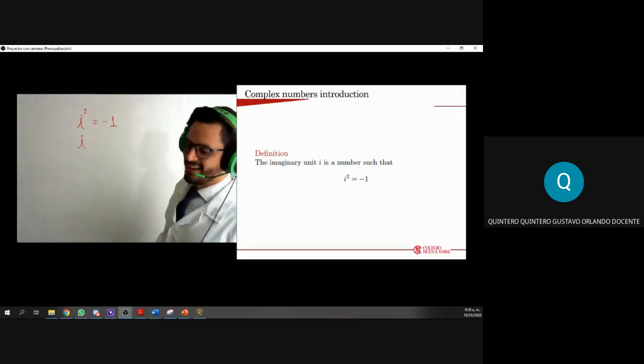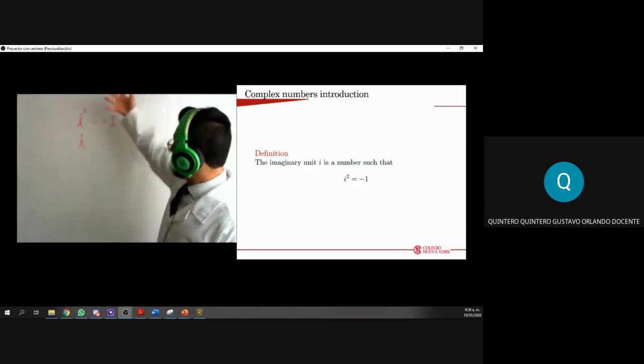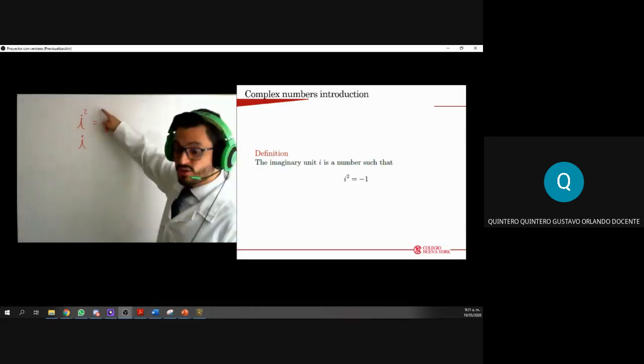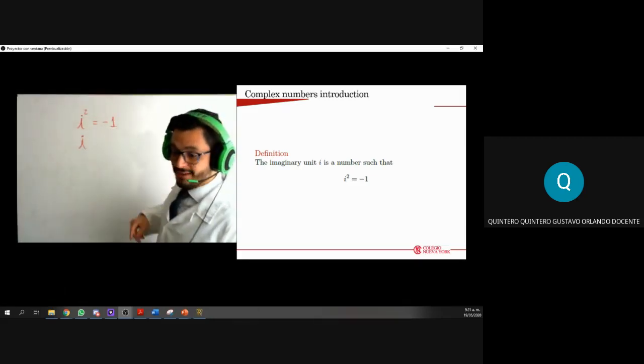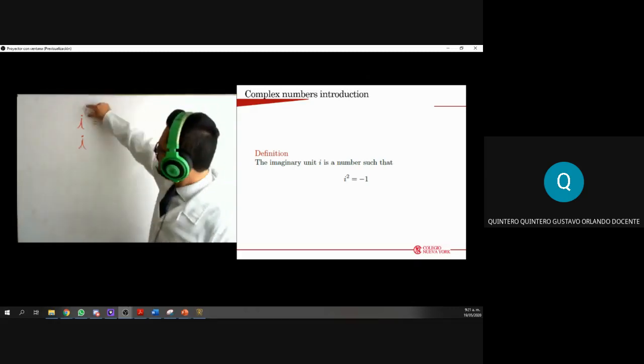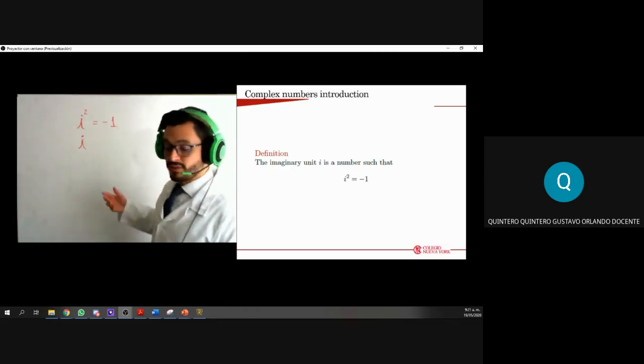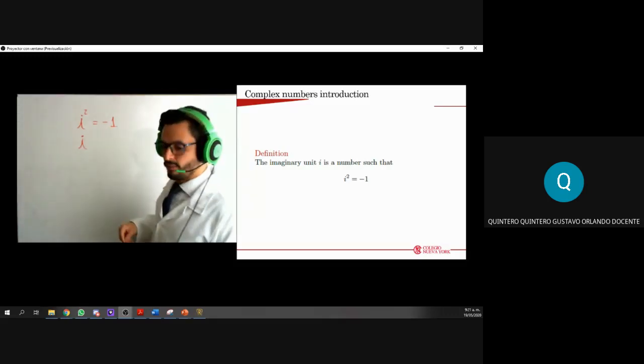Thank you. As I was saying, we know that i squared is the same as -1. But that little 2, we can move it to the other side. We can isolate the variable i.